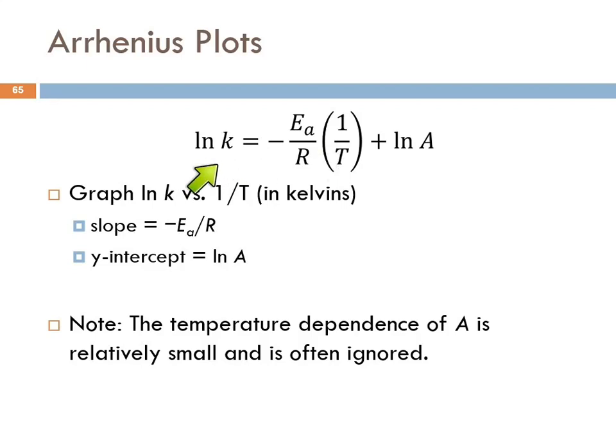So there's the equation we come up with. We're going to graph the natural log of k versus 1 over T, making sure that we have our temperature in kelvins. The slope is going to be minus Ea over R. The y-intercept is going to be the natural log of A.